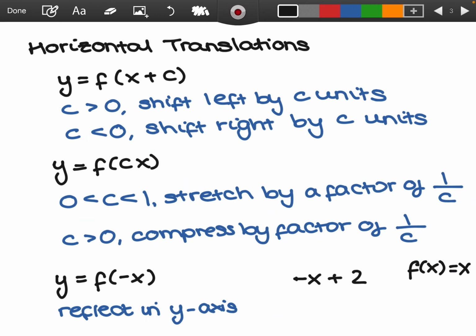Whenever you're dealing with things inside the function, it's always dealing with horizontal translations, and it does the opposite to what you think. So if c is a fraction between 0 and 1, that graph ends up stretching. If c is greater than 1, then you end up compressing your graph in that horizontal direction. Same with moving it left and right. If c is greater than 0, when you add c to x inside your function, you end up shifting to the left. And if c is less than 0, you end up shifting to the right. So it's always the opposite to what you think.